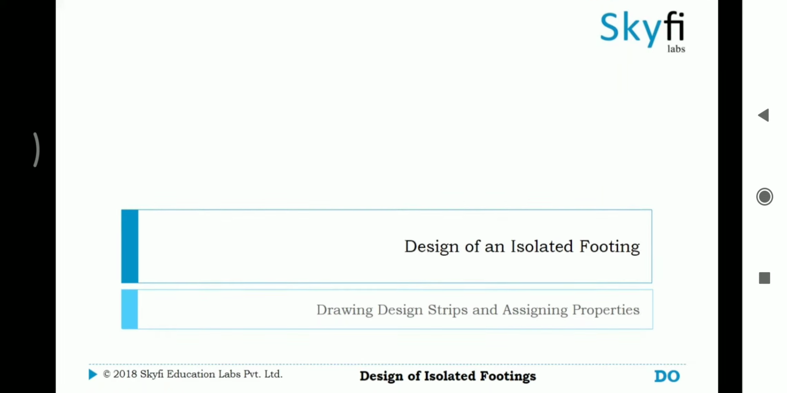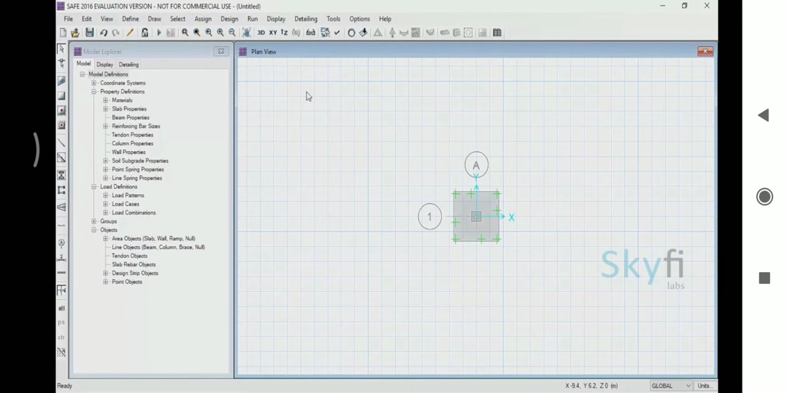You will learn to draw design strips on the footing, and assign the properties that you have defined. You will first draw the design strips on the footing. You will learn to draw them manually. First check for the design strips present by default.